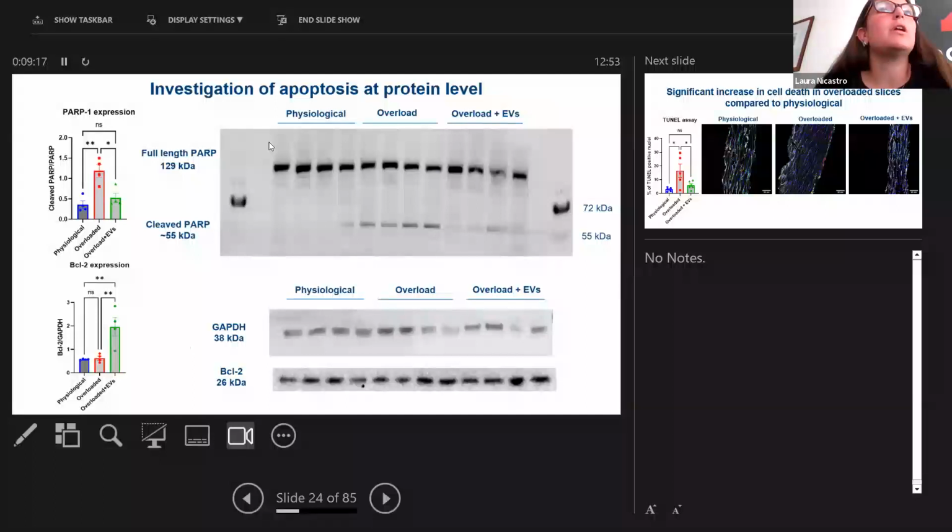After that, we wanted to investigate apoptosis, so cardiomyocyte death, by expression of PARP1, which is a downstream effector in apoptosis.